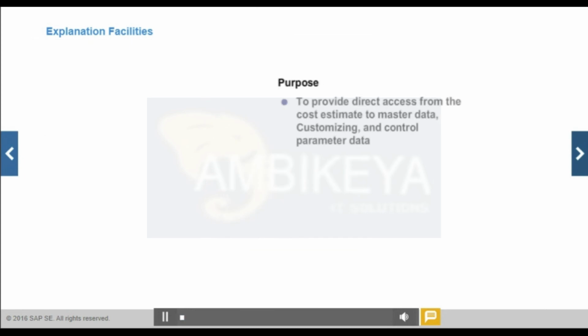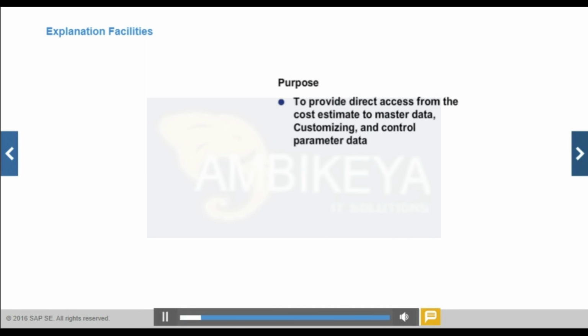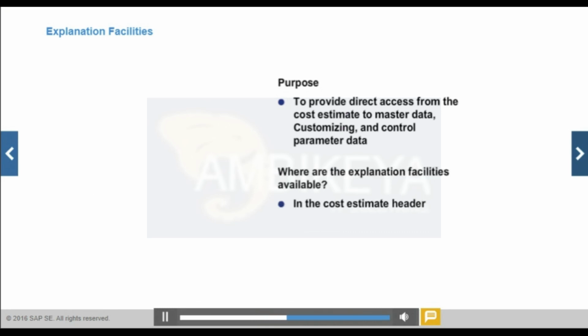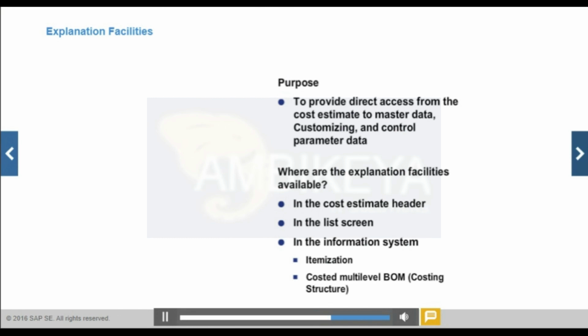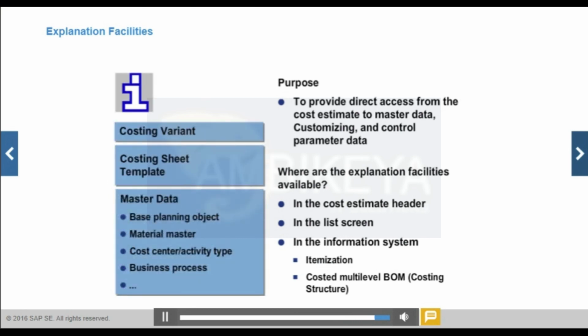The explanation facilities enable the cost planner to directly access data and information in the costing environment while remaining in the cost estimate screen. You can access the explanation facilities in the following ways. By selecting the info icon in the cost estimate header, the unit cost estimate list screen. From Information System, through the itemization and the costed multi-level bill of material or BOM. The facilities that are available depend on the object to be costed.